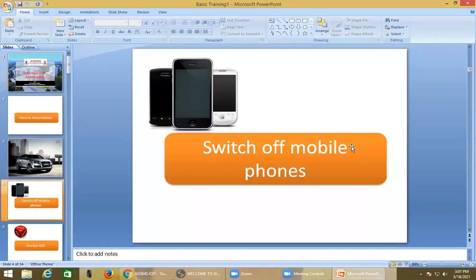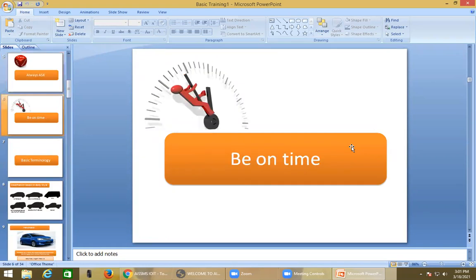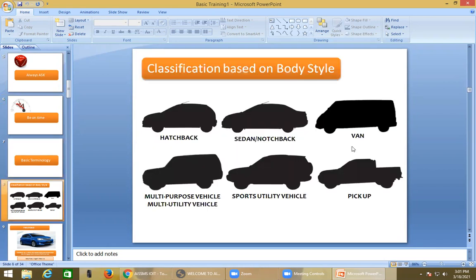Switch off your mobile phone first. Always ask if you have any doubts. Be on time and follow the basic terminology.